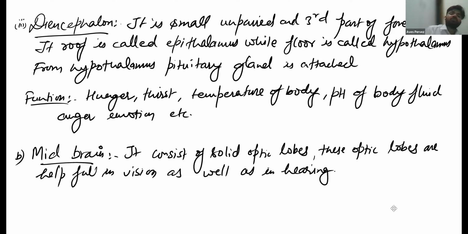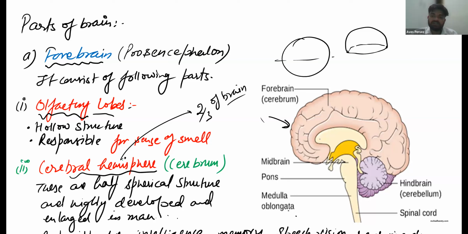So, we are just talking about the diencephalon. That is the third part of the forebrain. The diencephalon is actually this region. You can consider that this region is the diencephalon.